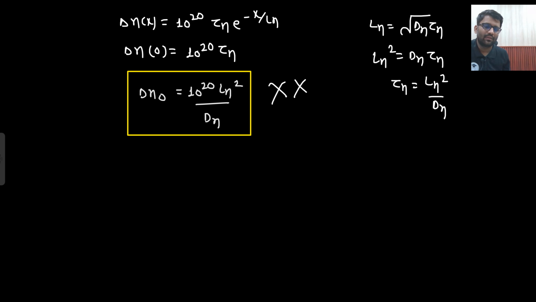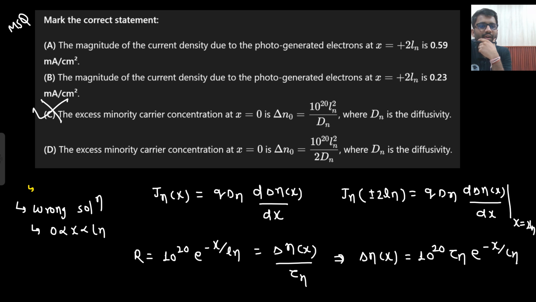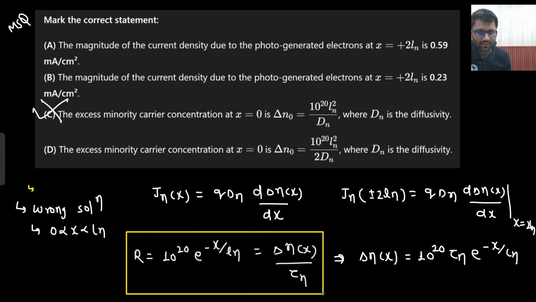Wrong. Where did we go wrong? Why is it wrong? Here you went wrong: R equals delta nx by tau n. What did I tell you? In the lecture I told you when this formula is applicable. This formula is applicable only when tau n is uniform. It should not be a function of space.